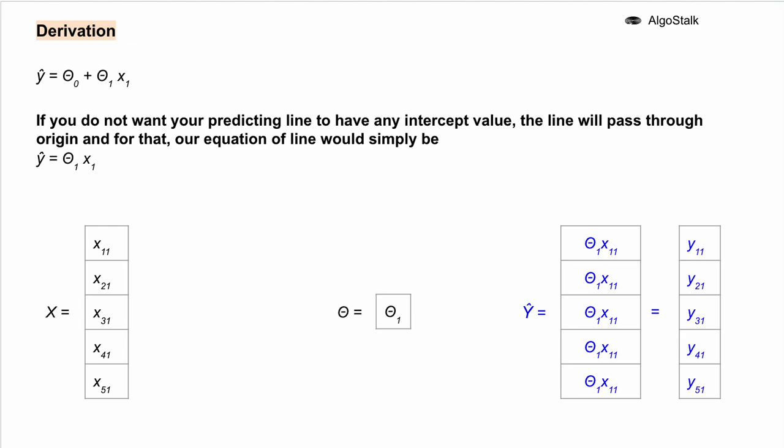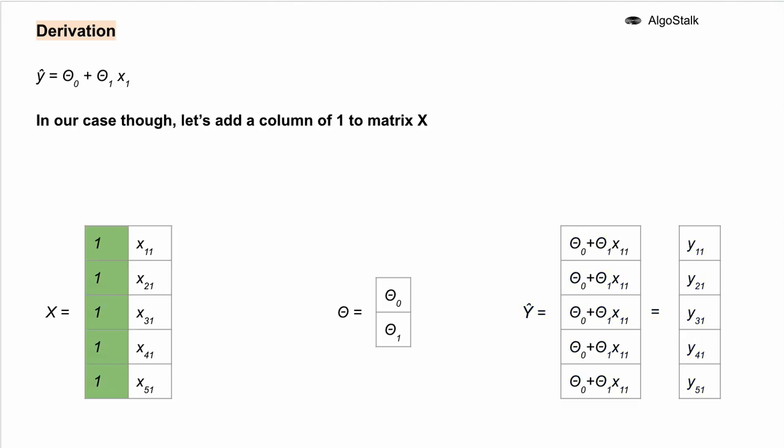Now, if you want your predicting line to pass through the origin, meaning it has no intercept value, here's how it changes. In this case, our equation of the line simplifies to just y hat equals theta 1 x1. You'll notice that our matrix theta now includes theta 1 with no intercept term. This setup makes the line go through the origin, which can be useful in some situations. But for our case, we'll stick with including the intercept term. So, we need to add a column of 1s to our matrix X.